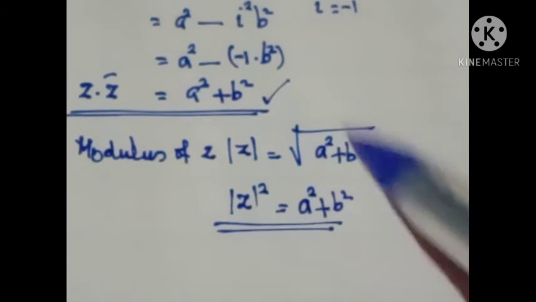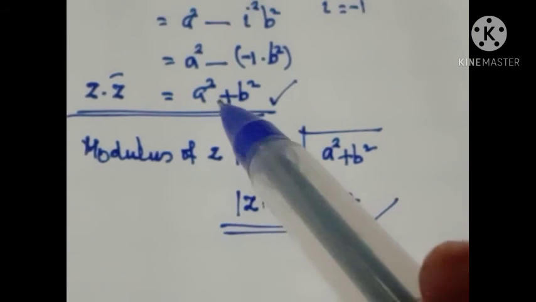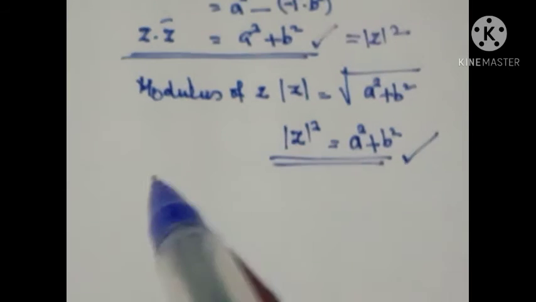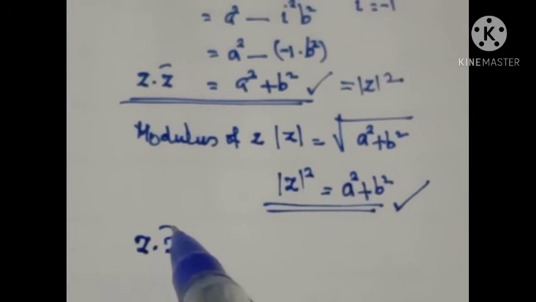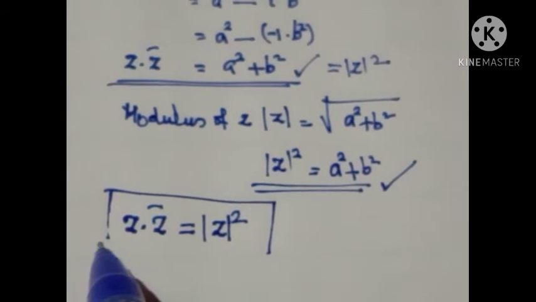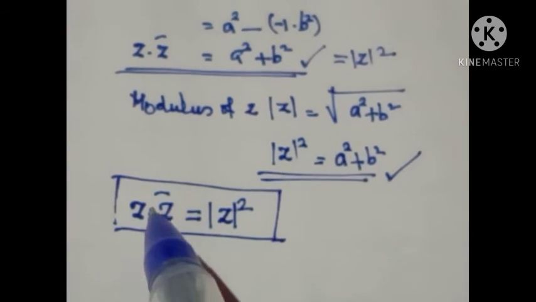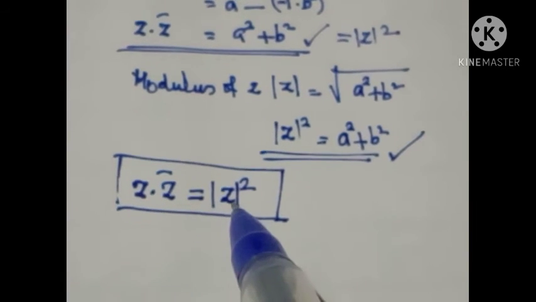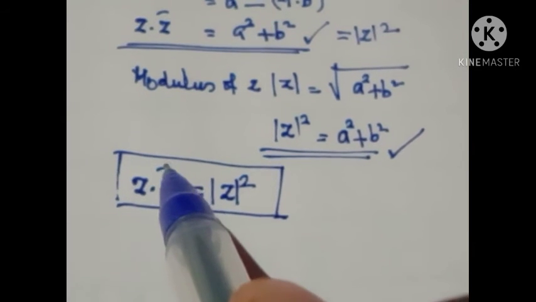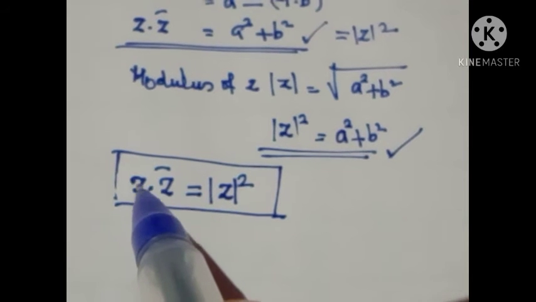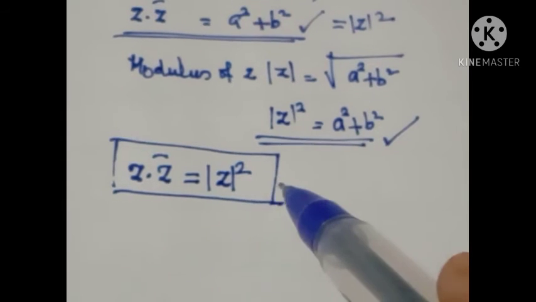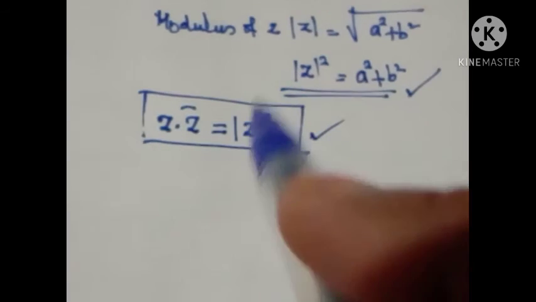So listen, just compare these two. Instead of this a square plus b square, we can write here mod z square. So we obtain a result: z into z bar is equal to mod z square. It's a very important result. z into z bar is equal to mod z the whole square. z is the given complex number, z bar is its conjugate. So a complex number into its conjugate gives the square of the modulus. So learn this result by heart.